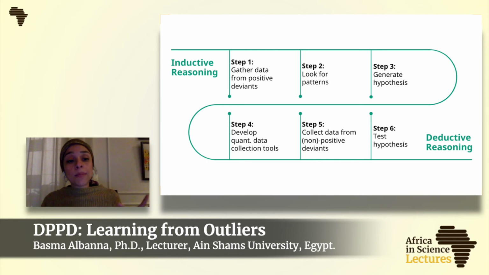And then you develop quantitative data collection tools that were informed by those hypotheses and other theoretical or conceptual frameworks in the literature. You collect data from positive and non-positive deviance to be able to ensure that those factors and those hypotheses are exclusive to positive deviance, and there are statistically significant differences between both groups.